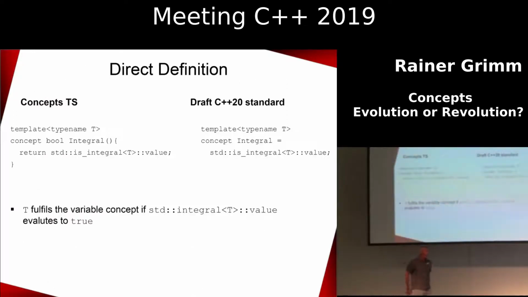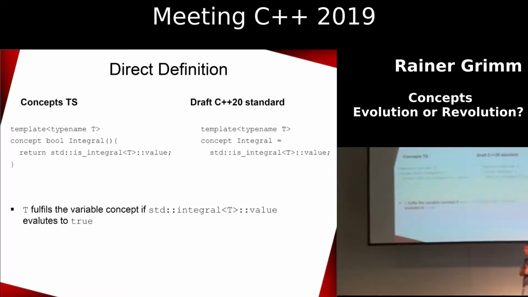Okay, here's a little bit of variation. On the left, you see the direct definition of a concept with the original syntax from the technical specification. On the right, you see the new syntax, which is a little bit more concise. Instead of bool, I say here nothing. This looks a little bit like a function declaration, but here you see concept integral. This is my concept from before. This is quite an easy concept, but yeah.